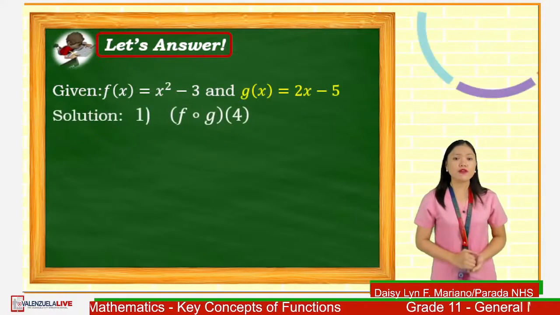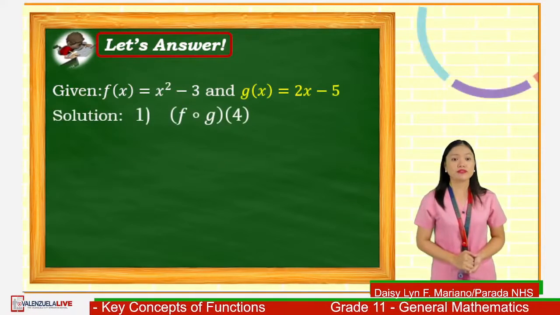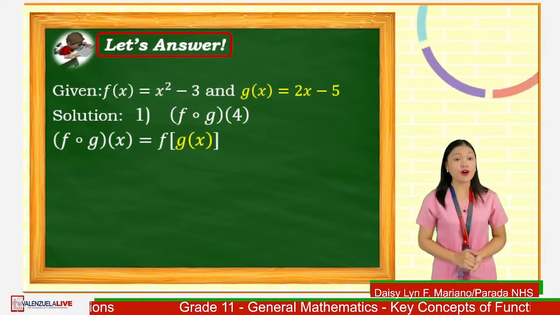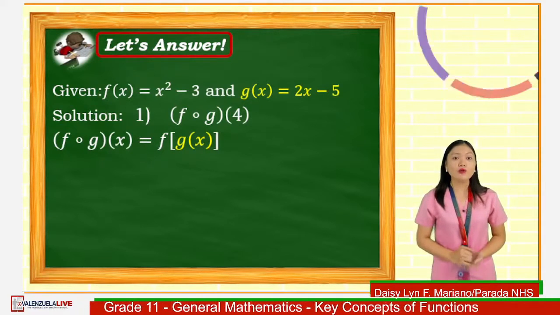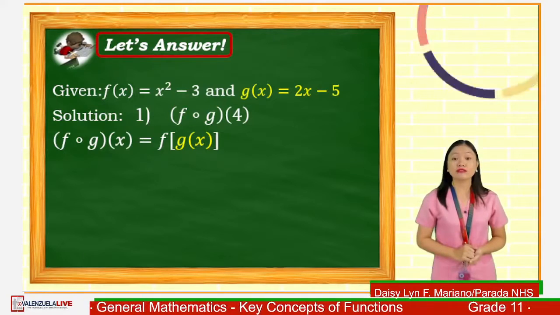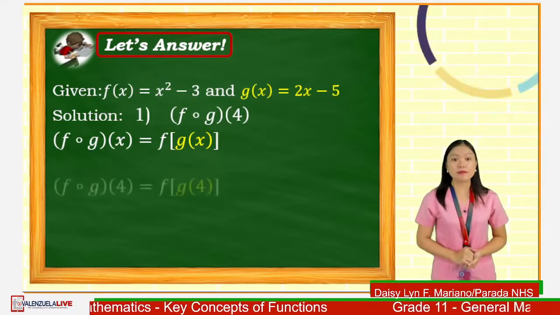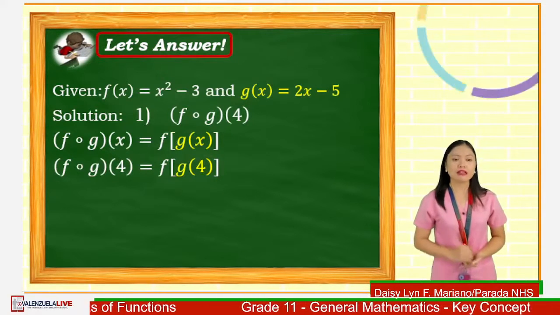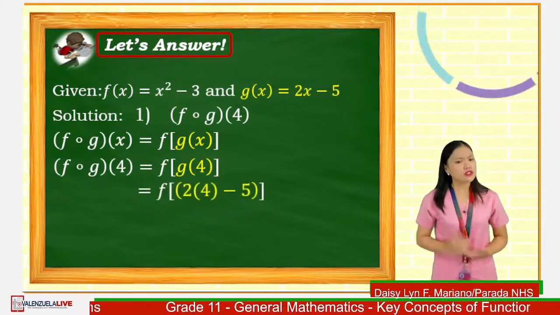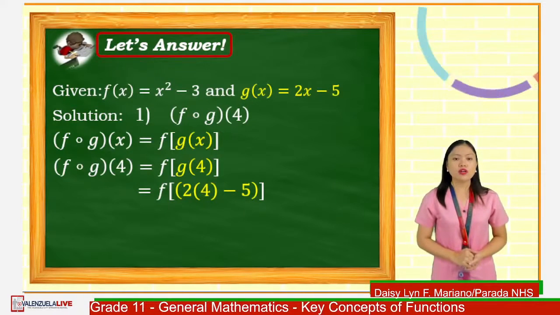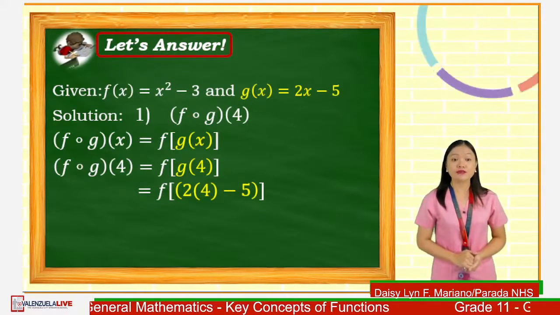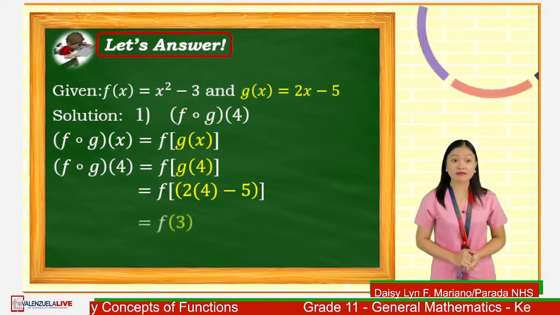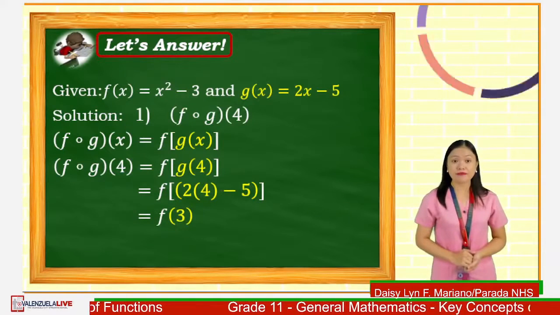Let us compute for f composed with g of 4. To start, we write f composed with g of x as f of g of x. We evaluate first the g of 4, that is, replacing x by 4 in the expression 2x minus 5. Then, performing its operation. Doing so, we have 2 times 4 minus 5. 2 times 4 is 8, minus 5 is 3. So we have f of 3.